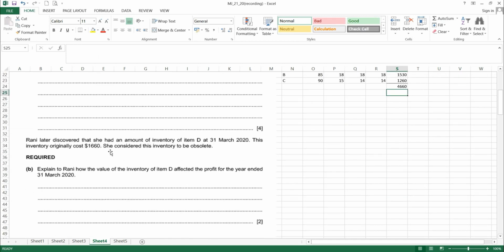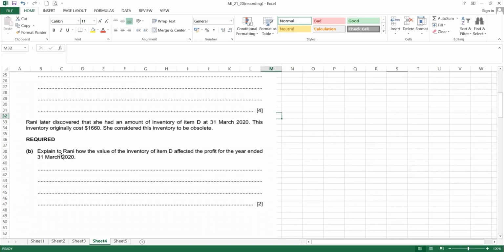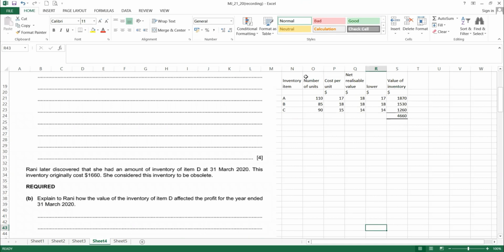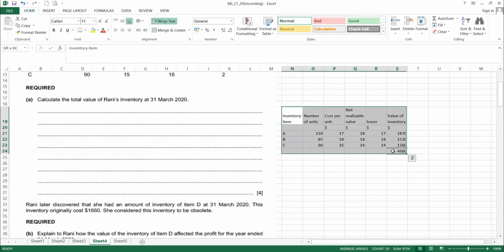Okay, Rani later discovered that she has an amount of inventory of item D at 31st March 2020. This inventory originally cost 1,660. She considered this inventory to be obsolete. Okay. Now, let's see what is the question they asked. Explain to Rani how the value of inventory of item D affects the profit for the year ended 31st March 2020. Okay. If we're going to answer using this information, I just use this information first.